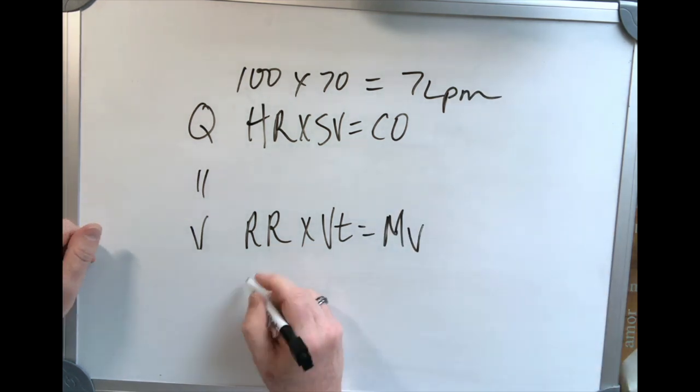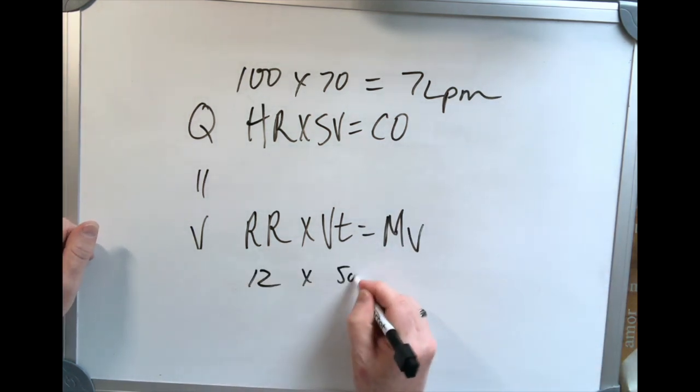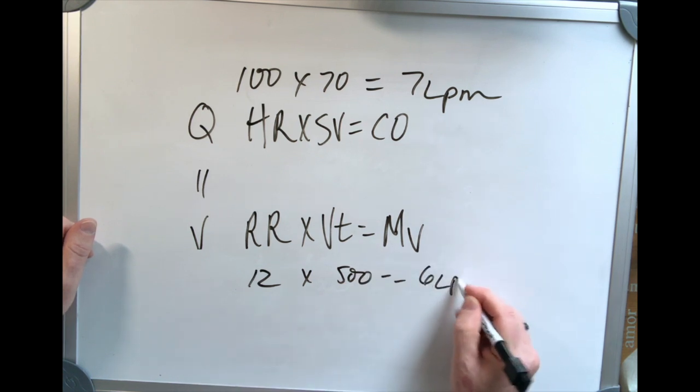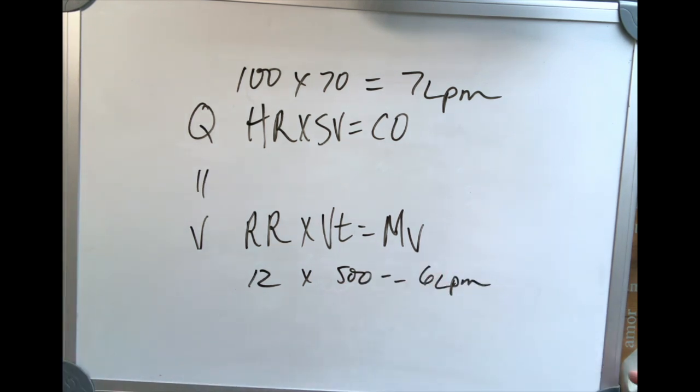And we say that the average is 12 times 500, gives me 6 liters per minute, okay? That's the average minute volume or minute ventilation, okay? Do I have a match here? And the answer is no, I've got a mismatch, okay?